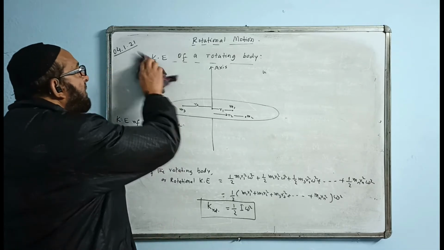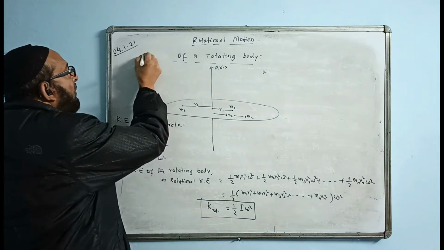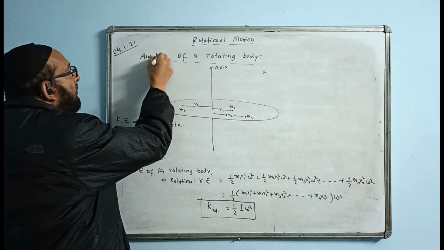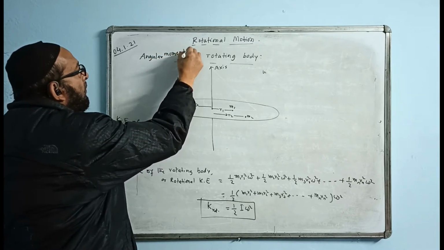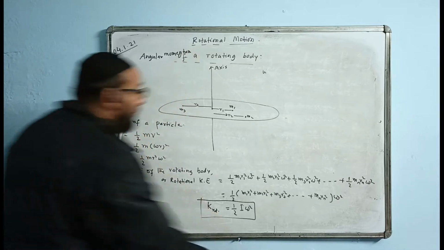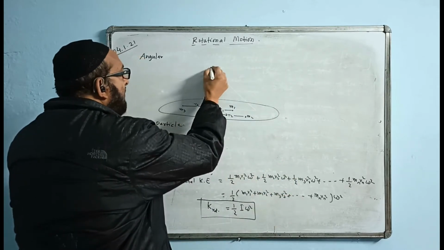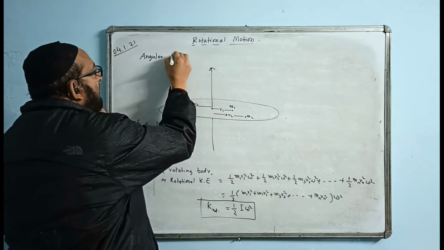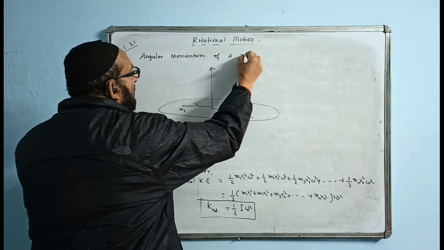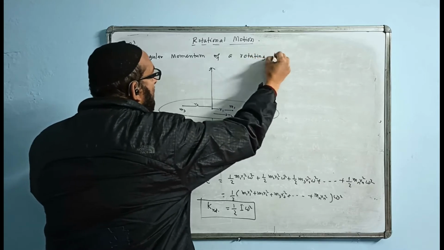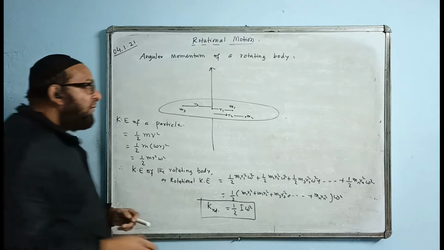Okay. Next heading you can give is the expression for angular momentum. Angular momentum of a rotating body. This is the diagram we draw. Angular momentum of a rotating body. We'll find the angular momentum.